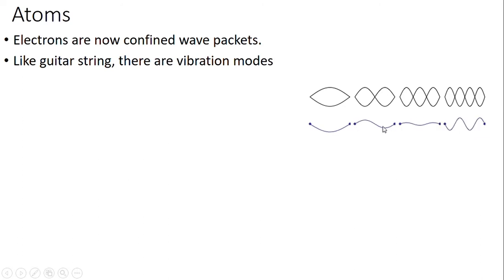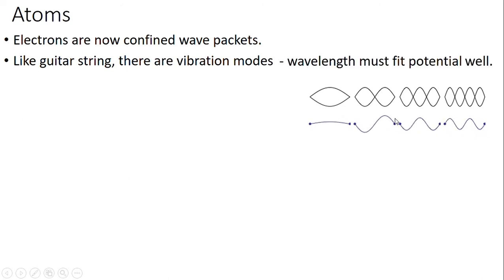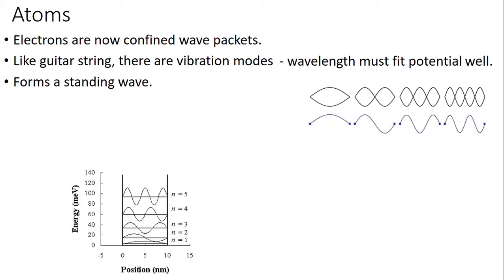You can get a wave like this, and a wave like this, and a wave like this existing. But these wavelengths have to fit the size of the guitar string, and they must fit the potential well for quantum mechanics. So basically, only certain frequencies and certain wavelengths are allowed, nothing in between, and that's just the way standing waves work. So electrons are forming a standing wave.